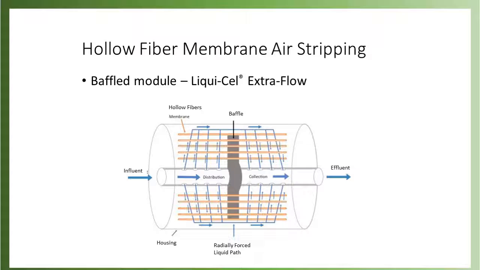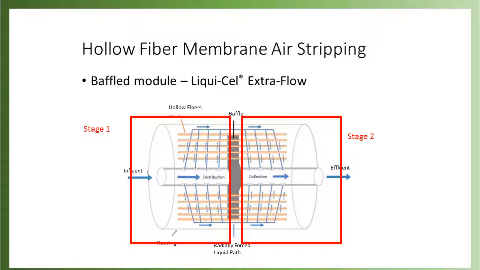So what happened was, and in fact, Frank Seibert did the experimental work that verified that this system was basically short circuiting. And as a result, they ended up building this with a baffled system. And now you can see the flow is being radially forced, and you have something that looks a lot more like a staged system. So now you have stage 1 and stage 2, and you can now look at this as a very different type system than an air stripping tower.